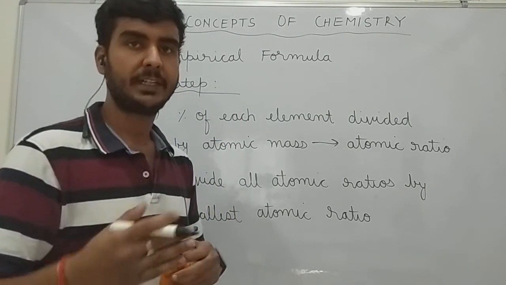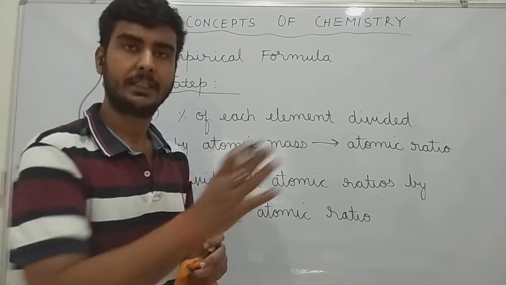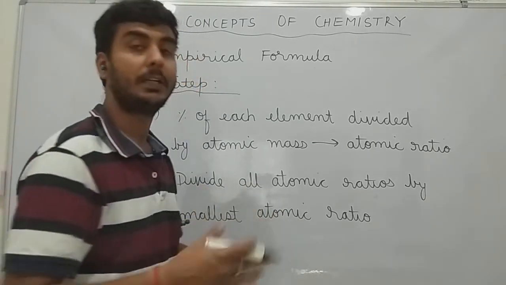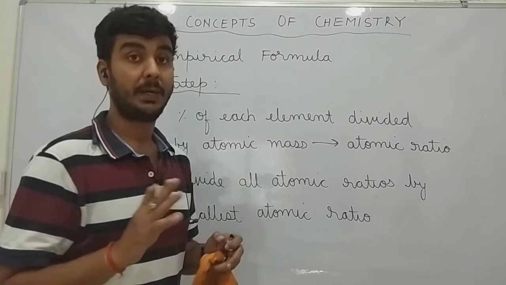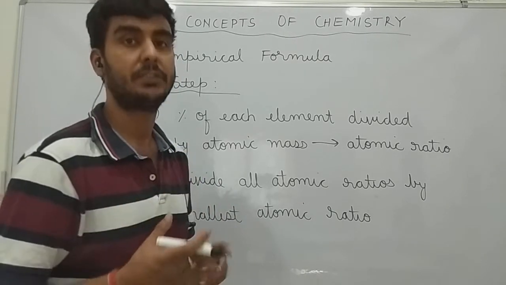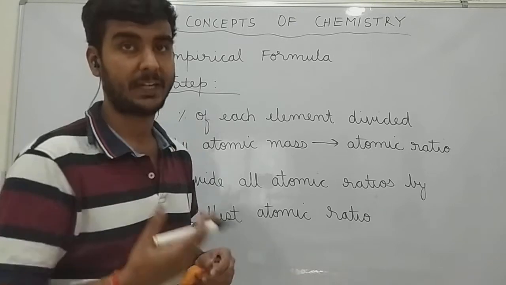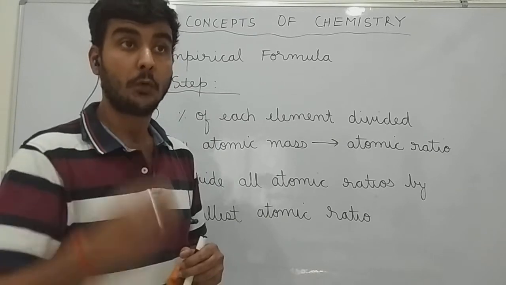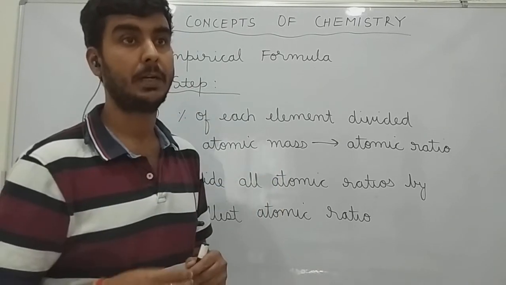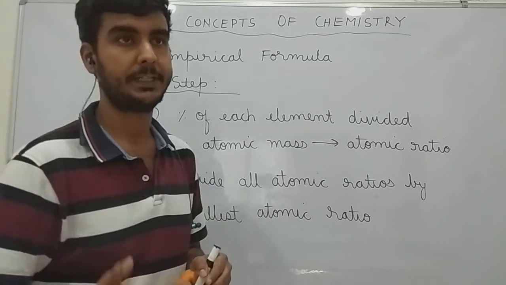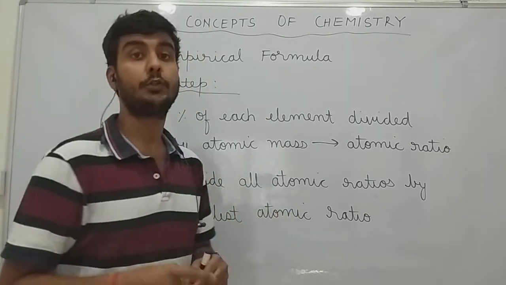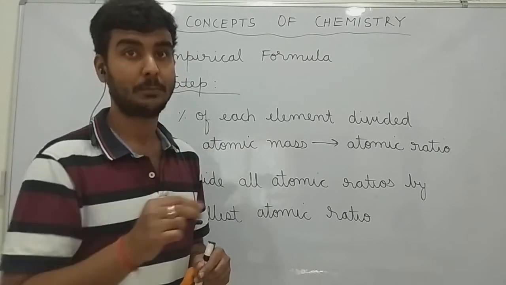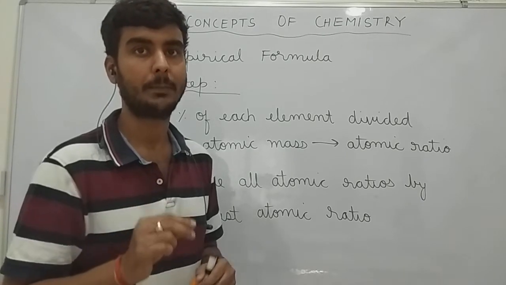So if the simplest ratio is a simplest whole number ratio, then up to this step you will get the empirical formula for the compound. But if the simplest ratio you have obtained is fractional, then you have to multiply all the ratios with a suitable smallest number to get the simplest whole number ratios.